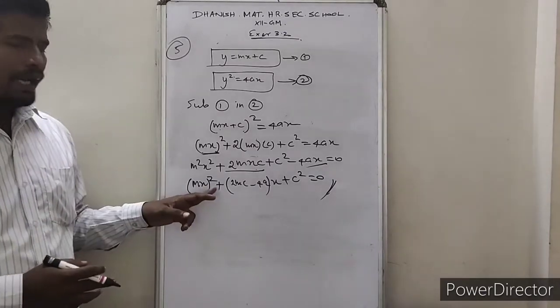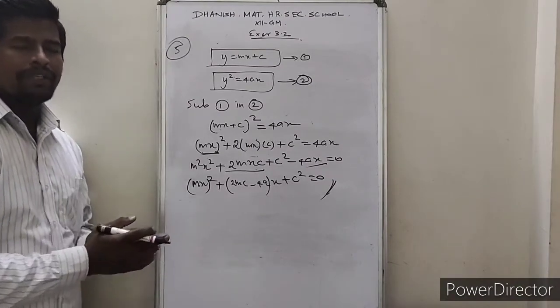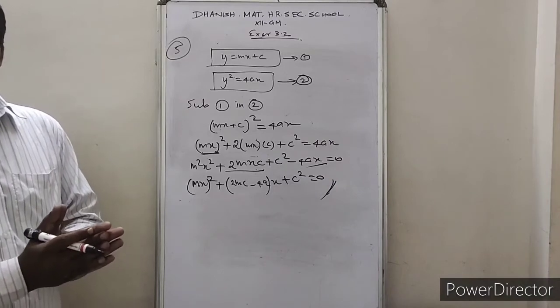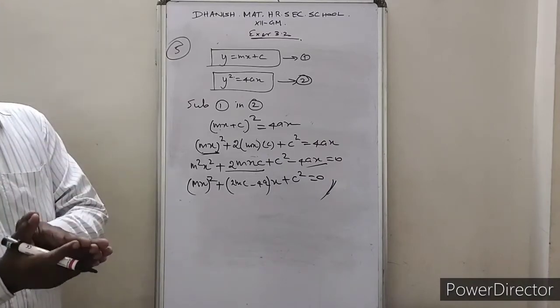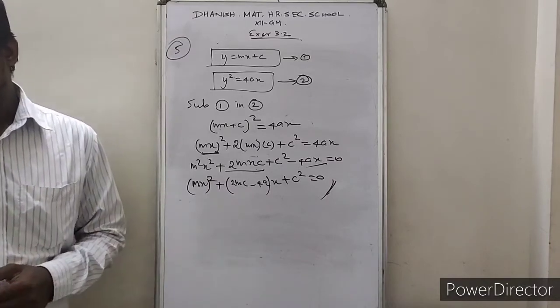Listen carefully. As we know, this is a quadratic equation. For a quadratic equation, there will be only 2 solutions. So we can conclude that a straight line and a parabola cannot intersect at more than 2 points.